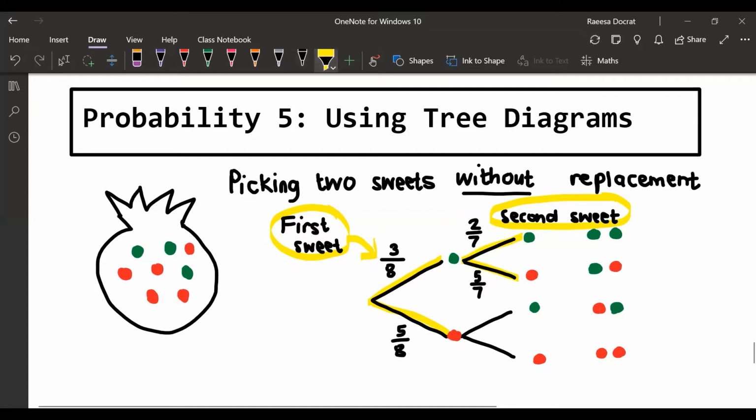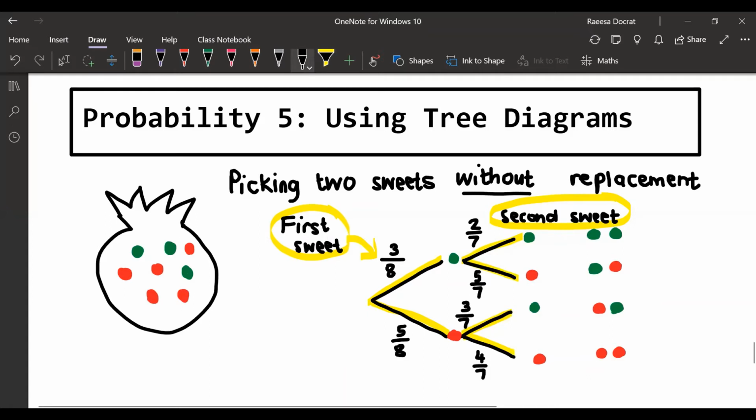Okay, so then let us have a look at what would happen if we had chosen a red sweet. Red sweet again, we could then pick a red or a green sweet again. If we picked a red sweet first, the probability that we pick a green sweet next, there's still 3 green sweets, and in total now there's 7 because there's 1 less sweet. If we picked a red sweet first, what is the probability we pick another red sweet? There's 1 less red sweet, so there's going to be only 4 red sweets, and the total is also now 7.